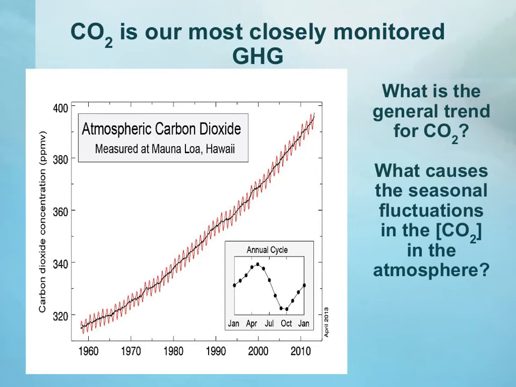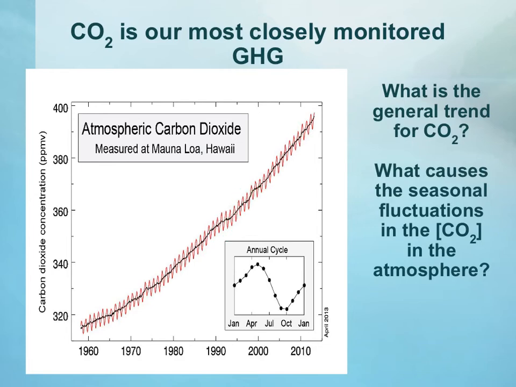Related to carbon dioxide, because carbon dioxide is our number one most closely monitored greenhouse gas, because we know it is probably the most significant component of the waste from our burning of fossil fuels. And so in this particular diagram, we get to see data from Mauna Loa, which is on the Big Island of Hawaii. And the reason that Mauna Loa is chosen is because it is one of the highest mountains on Earth.